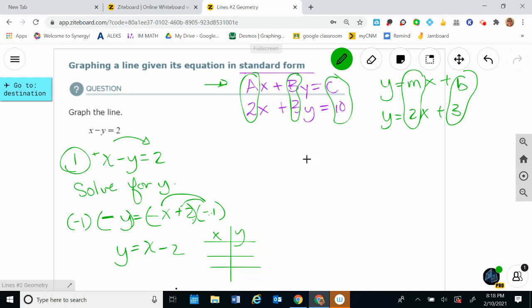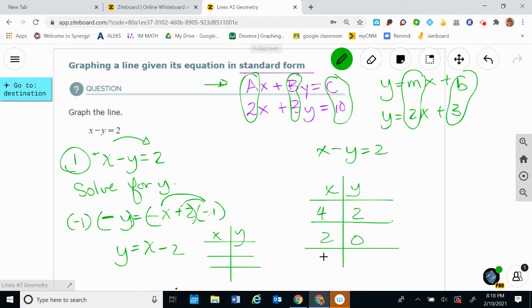Or just use your brain because you've got a good one and come up with solutions. What are some numbers? What number minus what number equals 2? How about 4 minus 2? 2 minus 0? 6 minus 4? I now have 3 points. I can graph them. These all work. See? 4 minus 2 equals 2. 2 minus 0 equals 2.